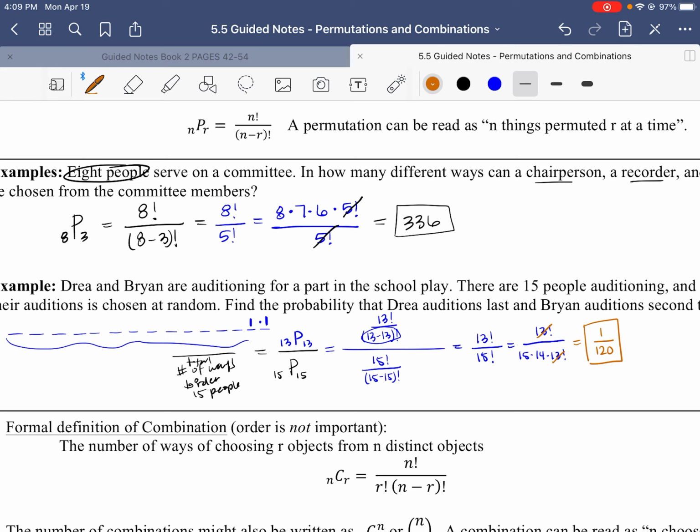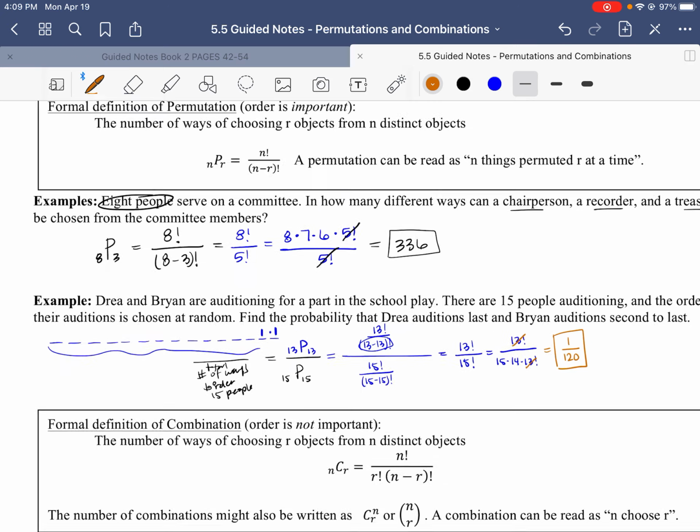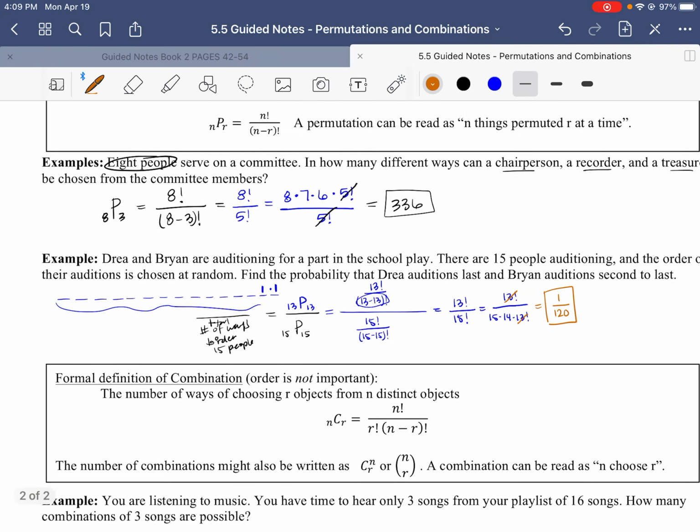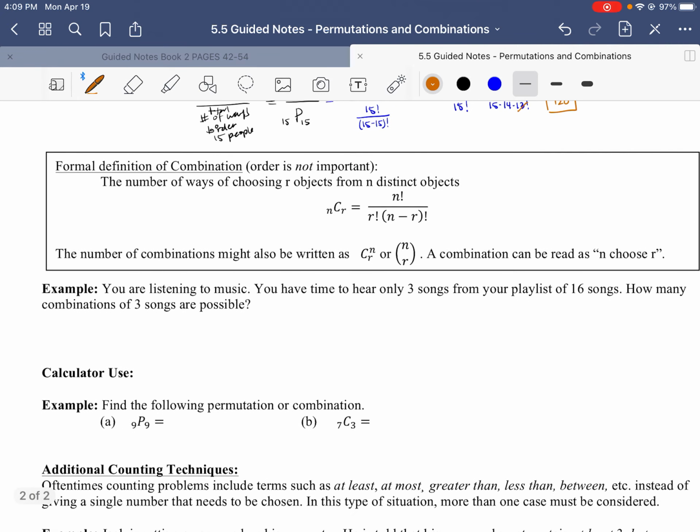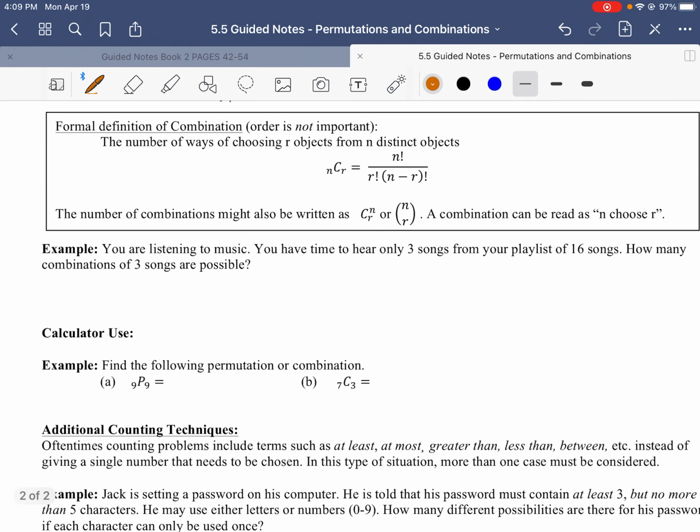So that's just one way to use permutations and combinations, well, permutations specifically here, to calculate probability. Let's talk about combinations. The formal definition of combinations, where order is not important, you're just grabbing a group from a larger group: the number of ways to choose r objects from n distinct objects. Again, n is the total and r is the number that you're choosing.